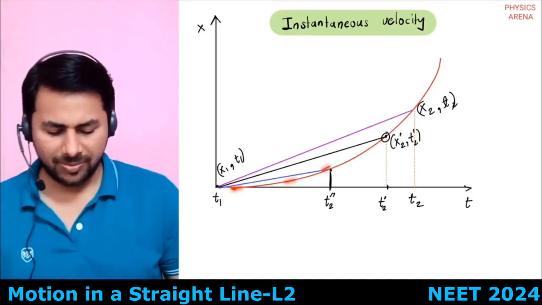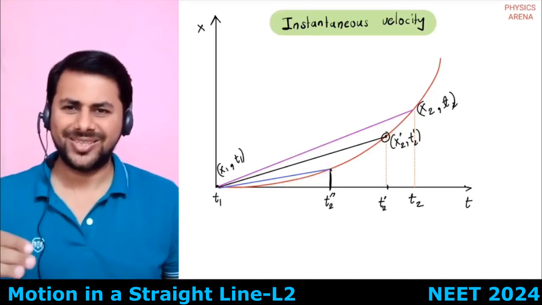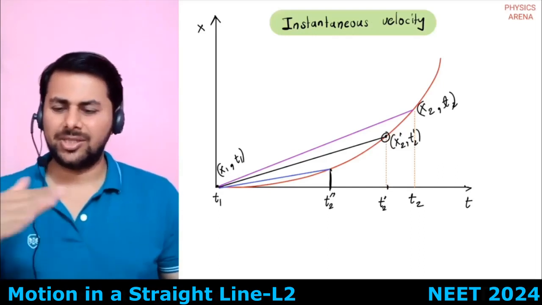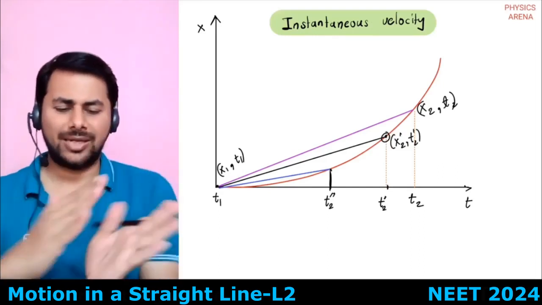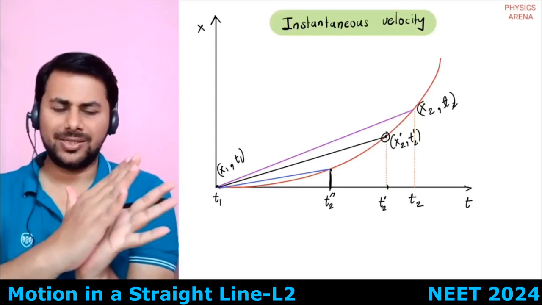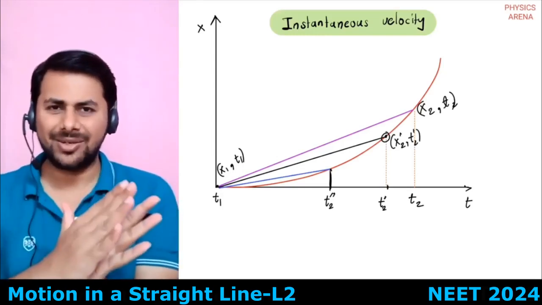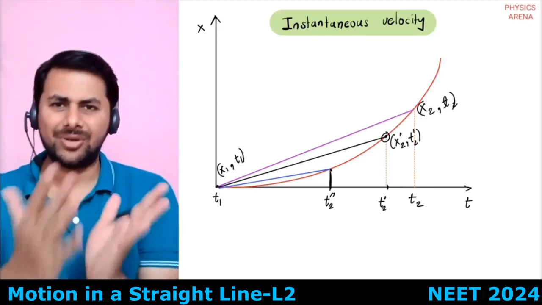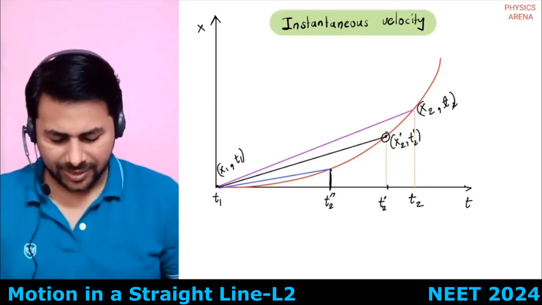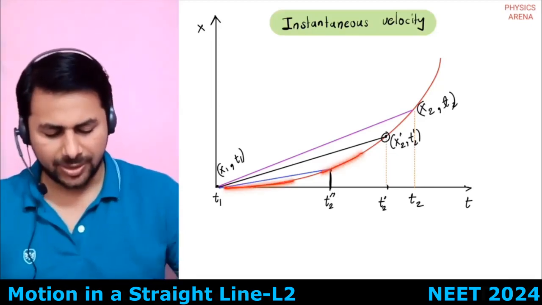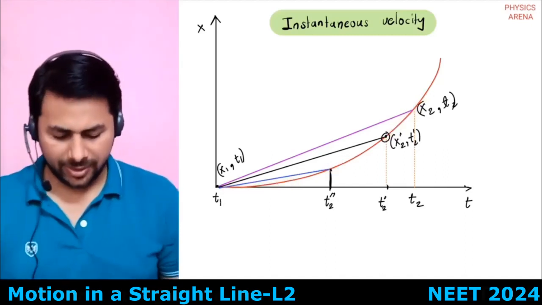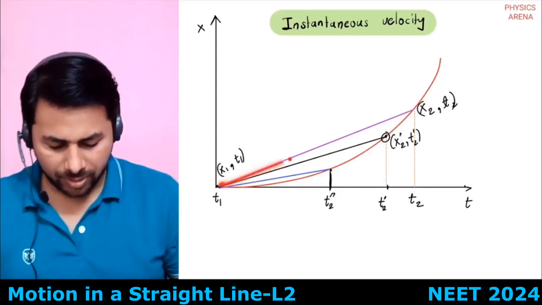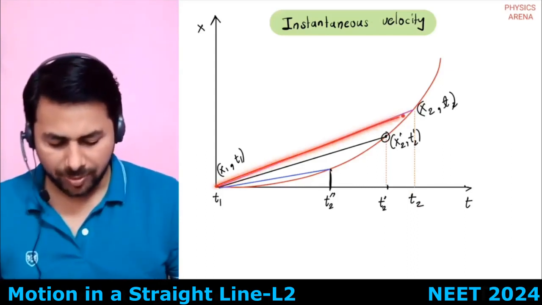Because your graph has different slopes at different points. Your graph is like this. Can you say this slope and this slope are equal? Slope means inclination, they are not equal, right? So the graph has different slopes at different points between T1 and T2. So the slope that you are finding is actually the slope of this line.